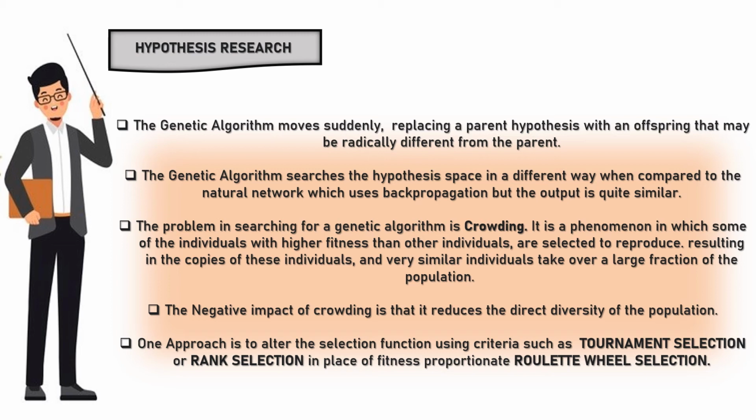The problem in search of genetic algorithm is crowding. It is a phenomenon in which some of the individuals with higher fitness than other individuals are selected to reproduce, resulting in the copies of these individuals, and very similar individuals take over a large fraction of the population. The negative impact of crowding is that it reduces the diversity of the population. One approach is to alter the selection function using criteria, such as tournament selection or rank selection, in place of fitness proportionate roulette wheel selection.